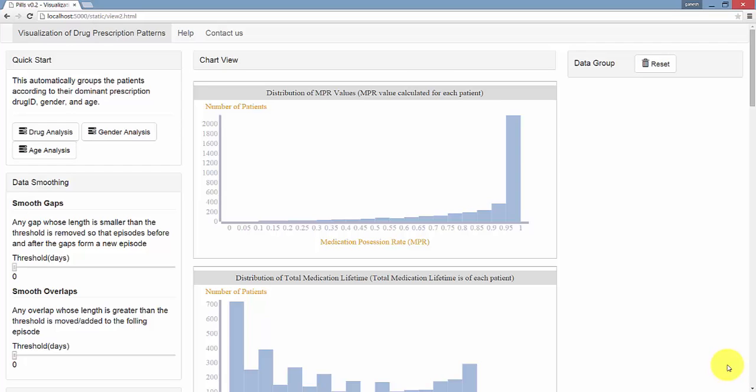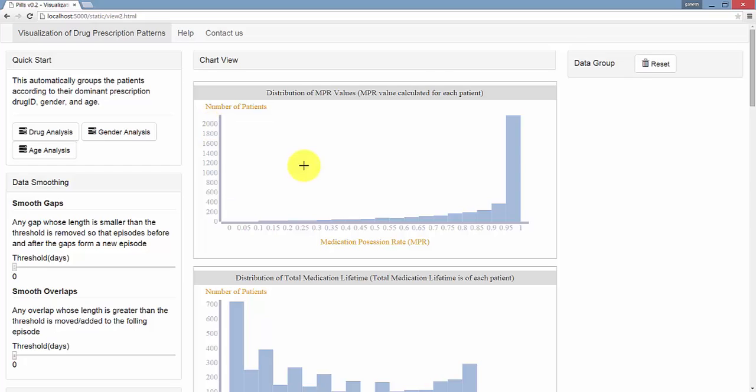Let us see how to use this tool. The tool has three sections. On the left, it has filtering options. In the center, where all the graphs are, and on the right, it's a data group, which I'm going to show you in a while. Let me explain each graph before we start using the tool.